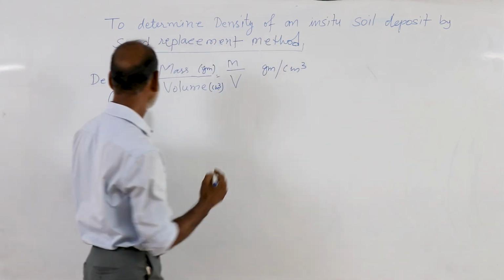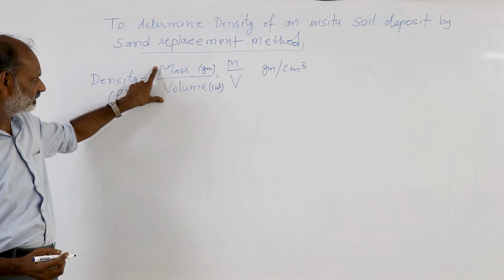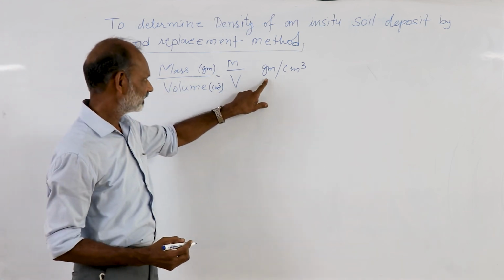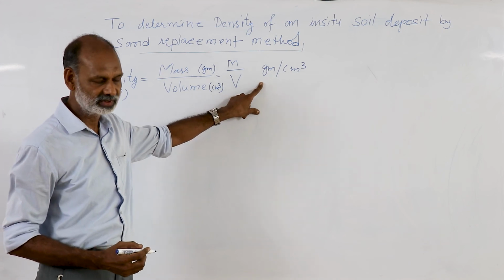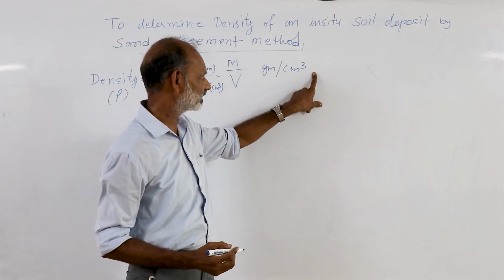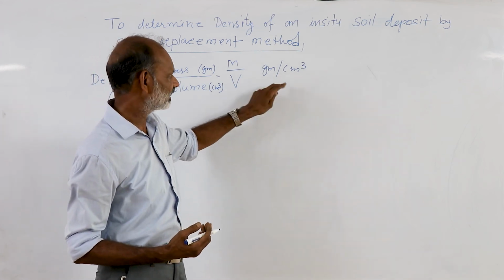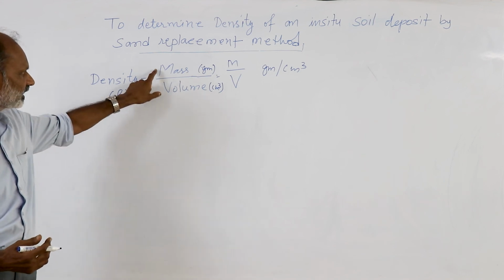So density rho is given by mass of the soil sample upon volume of the soil sample. And the unit of the density is gram per centimeter cube. It may be kg per meter cube, it may be any other unit, converted to the corresponding unit of weight and volume.